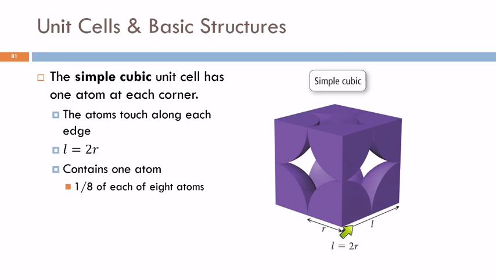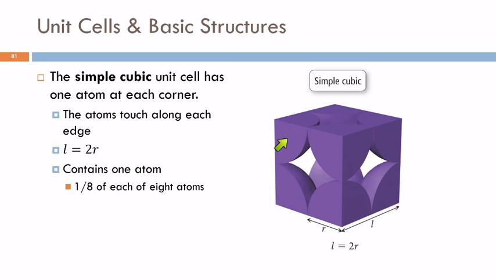So if the radius of the atom is r, then the length of the side is twice that. So the length of the side is 2r. And each of these cubes contains one atom. Might take you a minute to think about that.